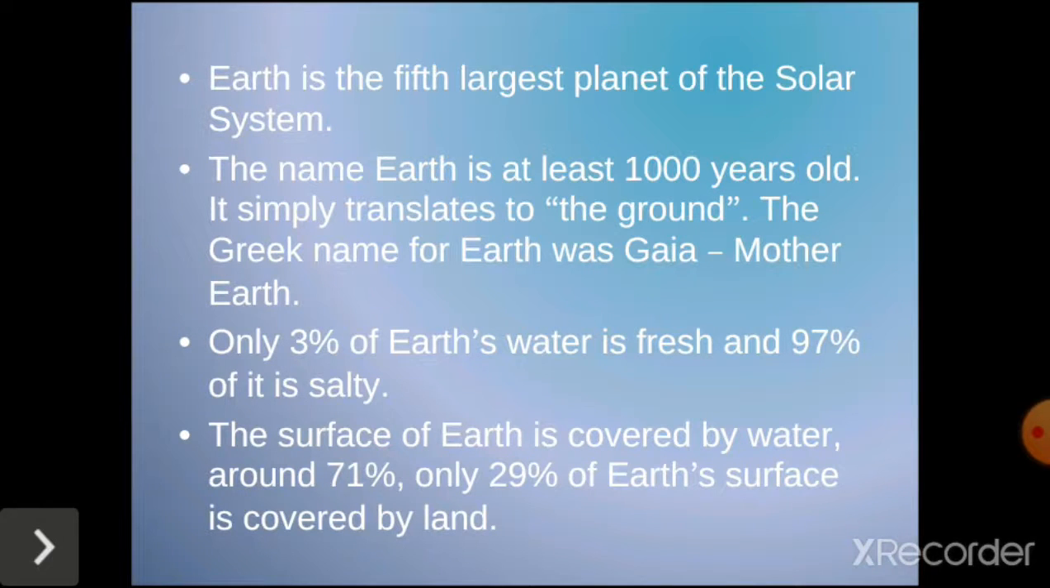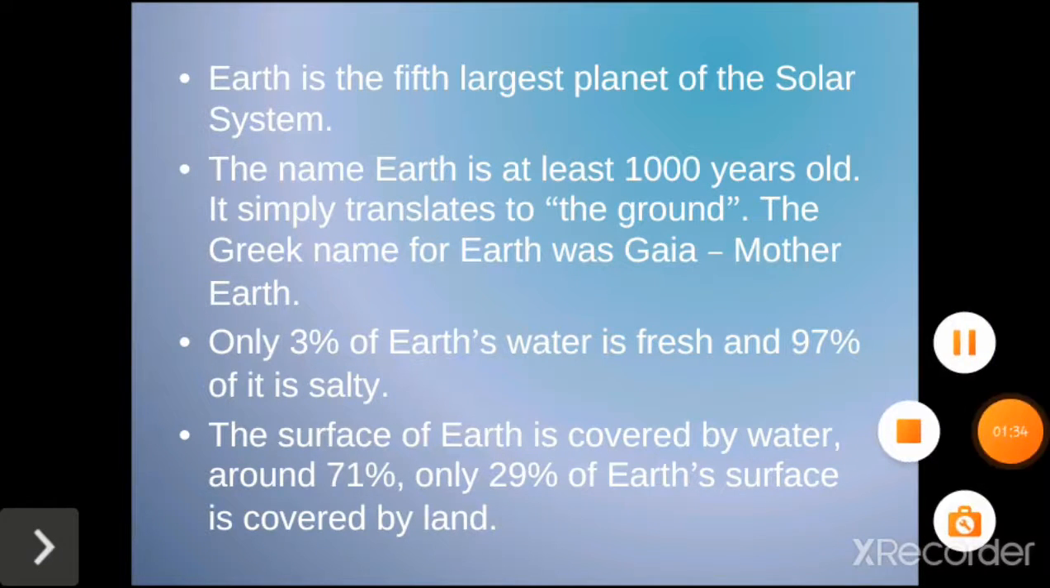Only 3% of Earth's water is fresh and 97% of it is salty. The surface of Earth is covered by water around 71%, and 29% of Earth's surface is covered by land.